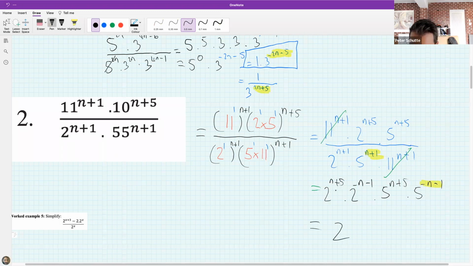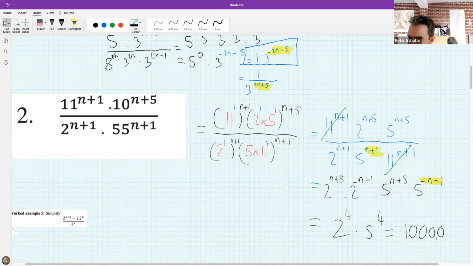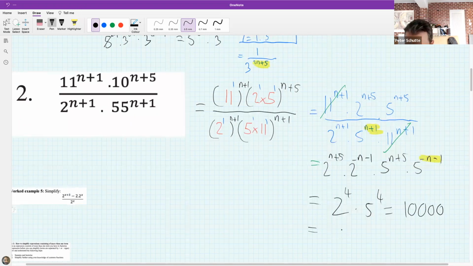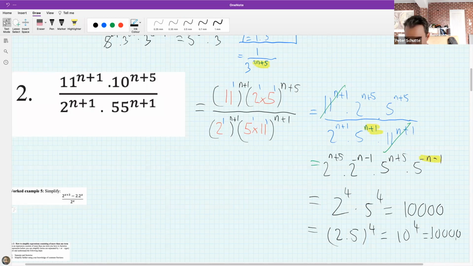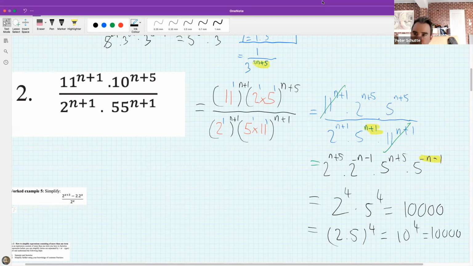And then the final answer, let's see what we can do here. We write down the 2 and we get 2 to the 4. And then here, we have 5 to the 4, which is going to be 8 times that. So the final answer is going to be 10,000. The other way, you could also go backwards. You could just go, okay, this is a little bit sneaky, but you could write it like this. And then you get 10 to the 4, which is 10,000. So it's kind of using law 3 in reverse.